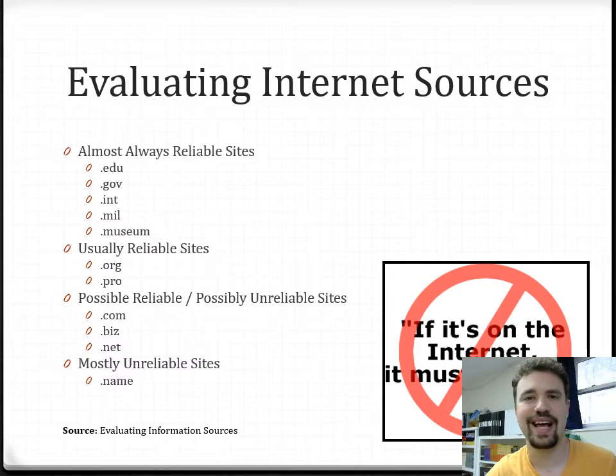If it's a .name, okay, so if it's like .somebody's name or the organization's name, that means they're running, I think, like an internal server or something, and there's really no accountability on them. So I would be suspect of those sorts of websites.